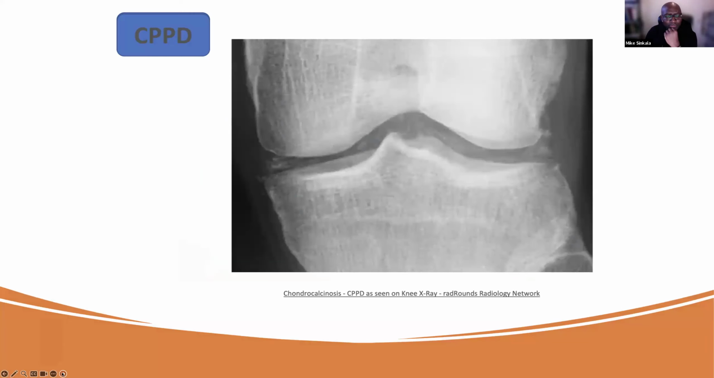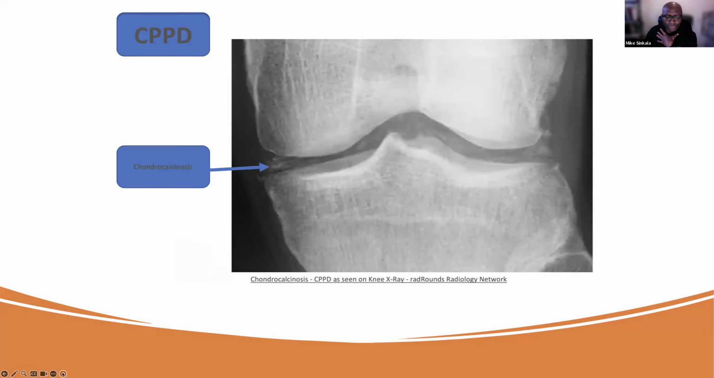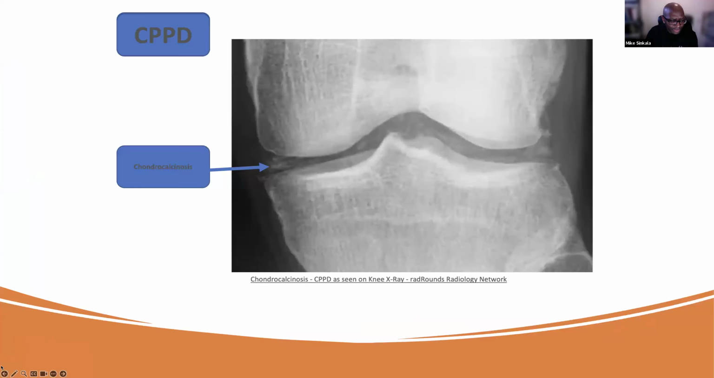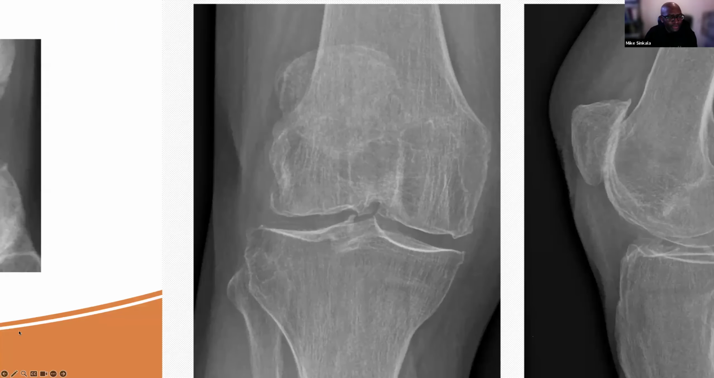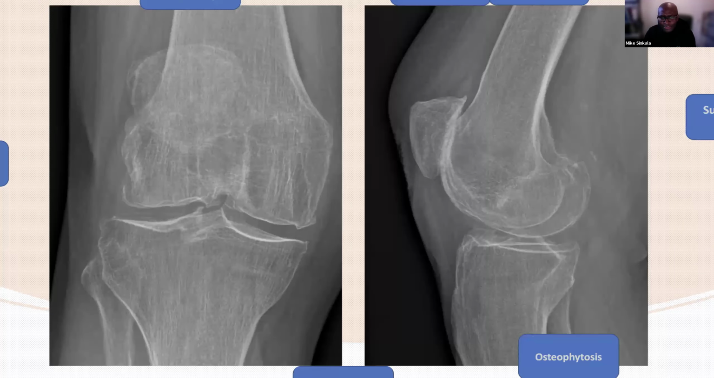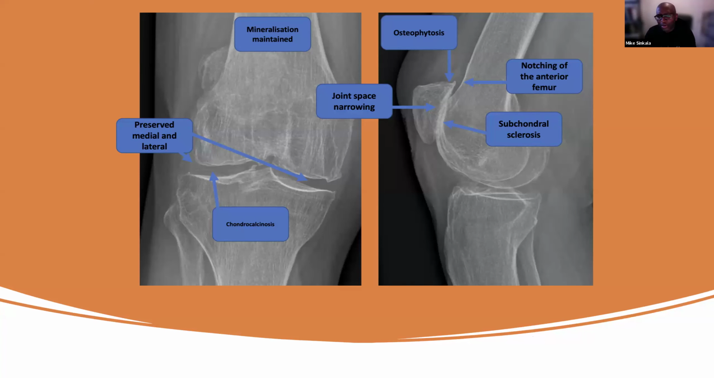Quite painful. Some books will call it pseudogout. That's chondrocalcinosis. Some people call it CPPD. It's a very, very common feature here. So we can see the tibiofemoral joint space in the lateral compartment, it's very thin, very thin linear calcification of the hyaline cartilage. And possibly a very, very faint one in the medial tibiofemoral joint space. This is what is called CPPD or chondrocalcinosis with OA changes.